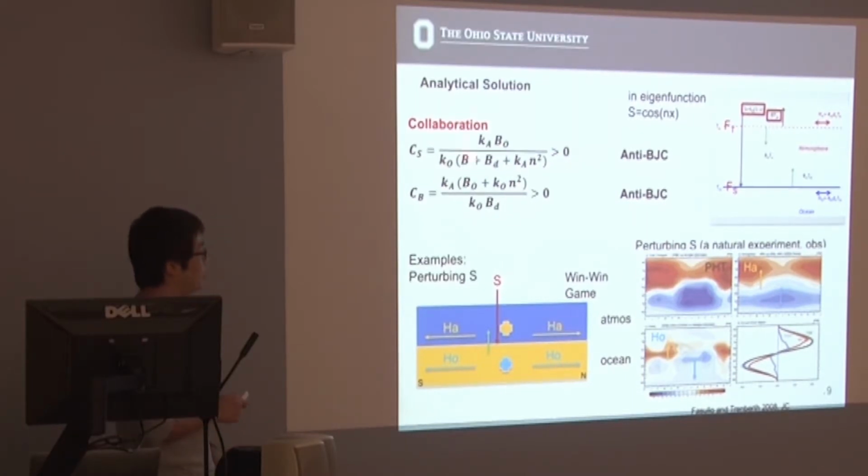So the collaboration response is like a win-win game. Any flux change at the top of the atmosphere will be shared by the atmosphere and ocean system. Then they are always in the same direction to try to, for example, transport the energy away or transport energy to compensate the loss at the top of the atmosphere.